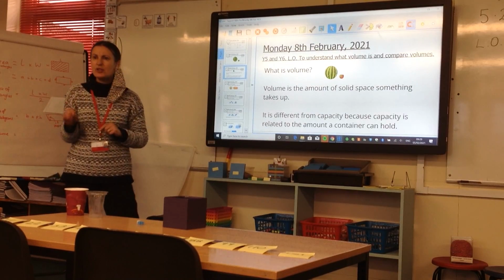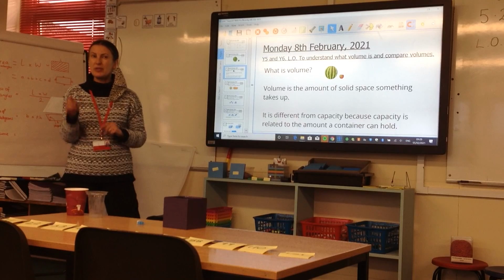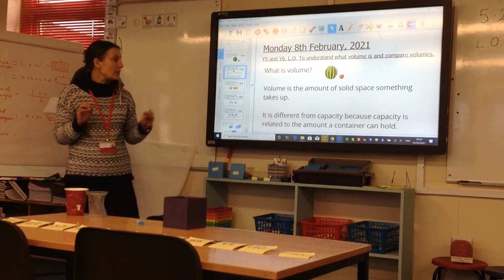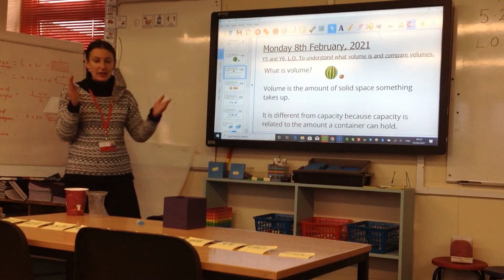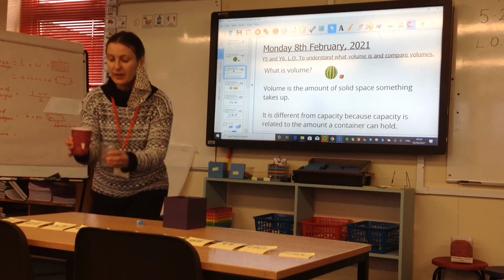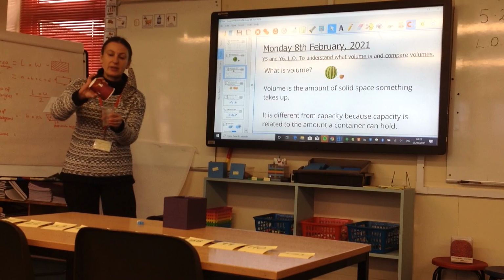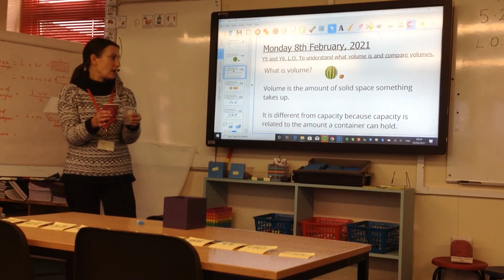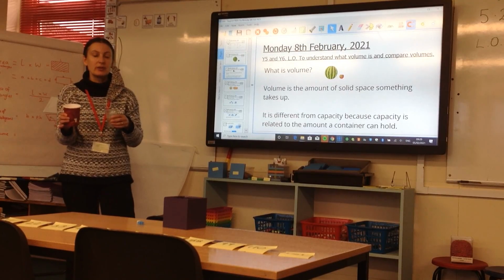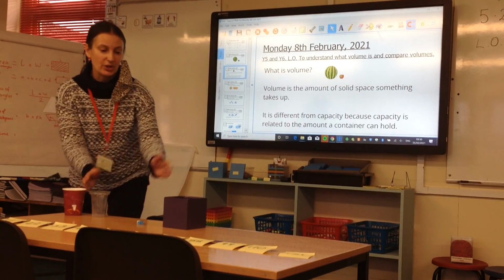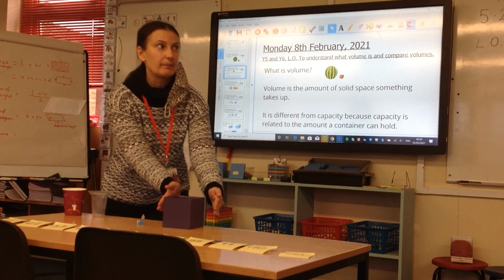It's very different to what we call capacity. I'm using that word now gingerly because that's not what we're really focusing on today. So we're thinking about containing. If I've got my cup of coffee, it would contain a certain amount of liquid. That's different because that's how much a cup can hold, which is different to what a solid would contain.